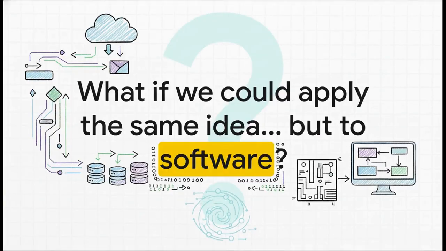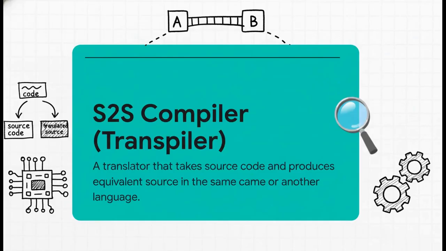Okay, so that's hardware, that's circuits, pretty cool. But what happens if we take that exact same powerful idea of transformation and apply it to the world of software, to code? Well, we can, and we do. In the software world, this is called a source-to-source compiler, but pretty much everyone just calls it a transpiler, and the name says it all. It's a special translator that takes source code and turns it not into the ones and zeros a machine understands, but into other source code. We're staying at that same human-readable level, just like we did with the circuit.